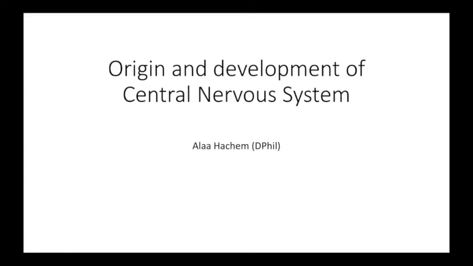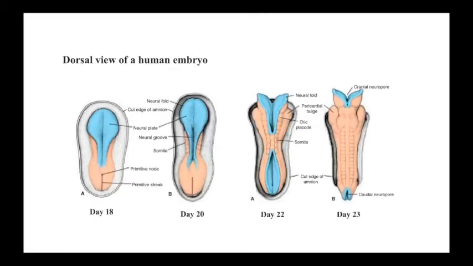Today we are talking about the origin and development of the central nervous system. The central nervous system appears at the beginning of the third week of embryonic development in front of the primitive node. This area here starts to thicken to form the neural plate. Then the lateral edges of the plate will start to rise above the embryonic ectoderm to form the neural folds.